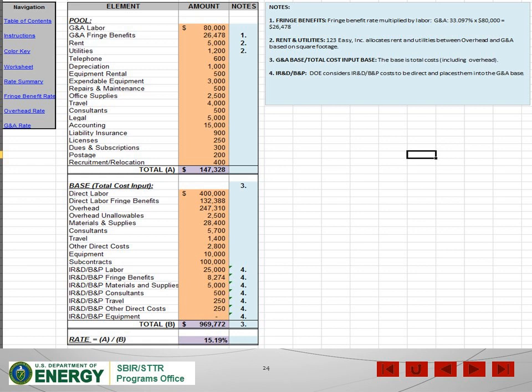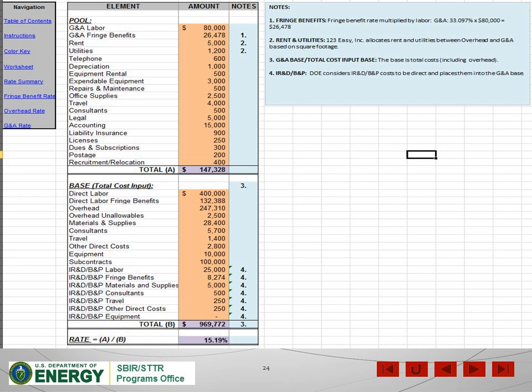This is the G&A tab of the three-pool workbook. This tab shows the calculation of the G&A rate. The pool total of $147,328 matches the G&A total on the worksheet tab. For calculation purposes, this pool is also called the numerator.